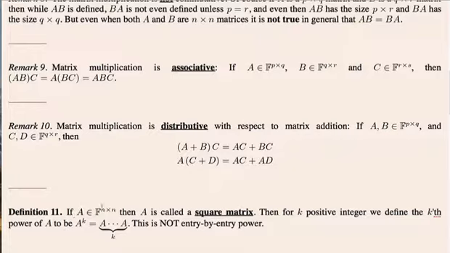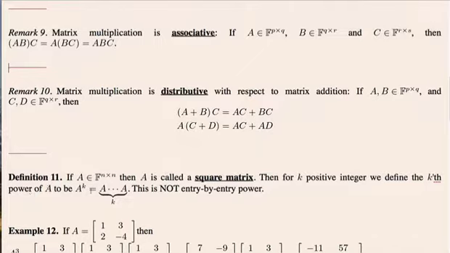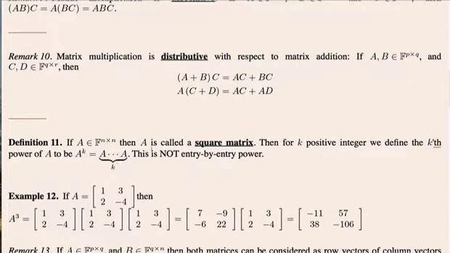If A is of size n by n, then A is called a square matrix. And then for k a positive integer, we can define the kth power of A, A to the k, as the product of A with itself k times. Note that this is not an entry by entry power. It's kind of easy to check that that's not the case. So if you have to calculate, for example, the third power of a 2 by 2 matrix, that means you have to multiply the matrix by itself 3 times. And of course, then somehow you have to group this.